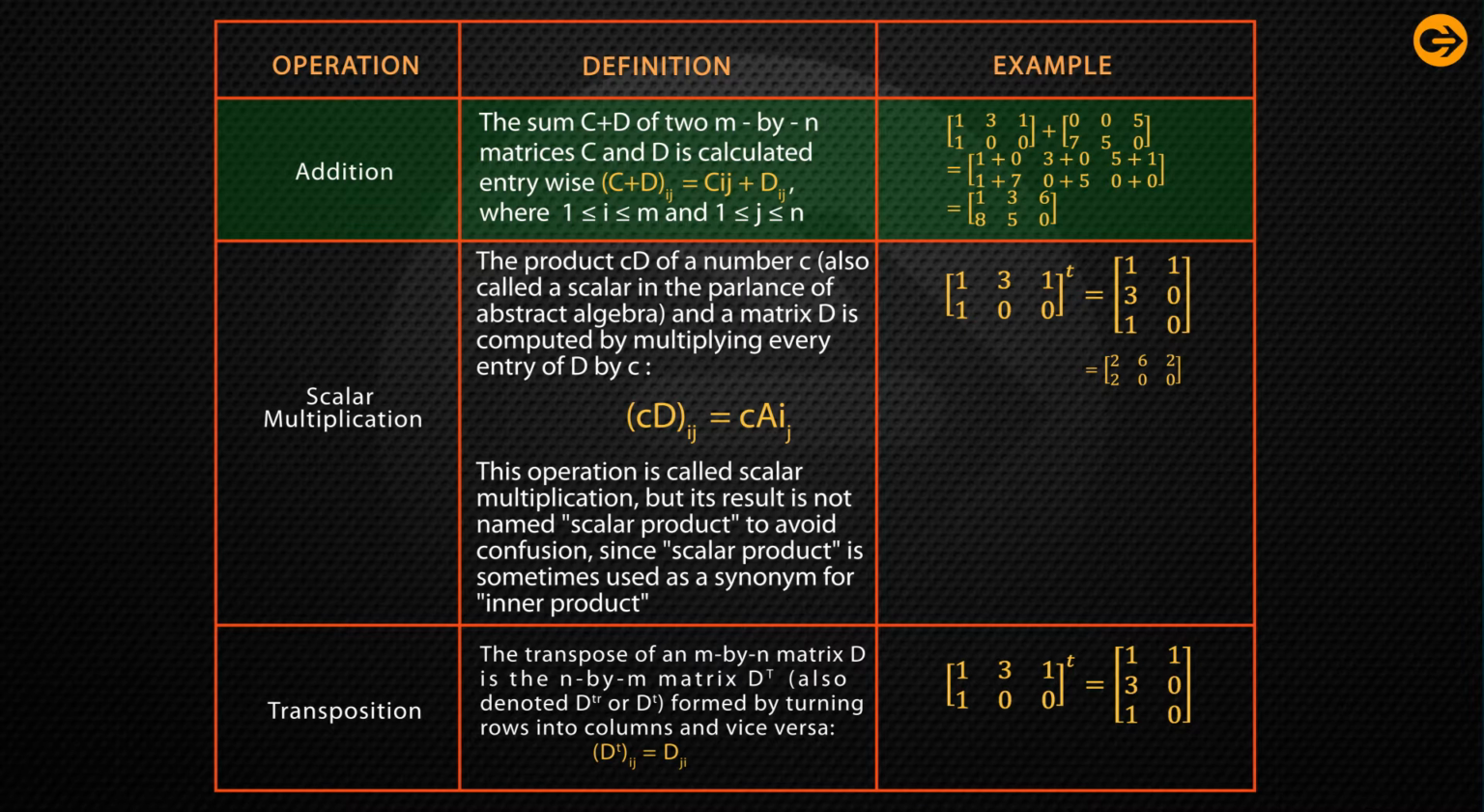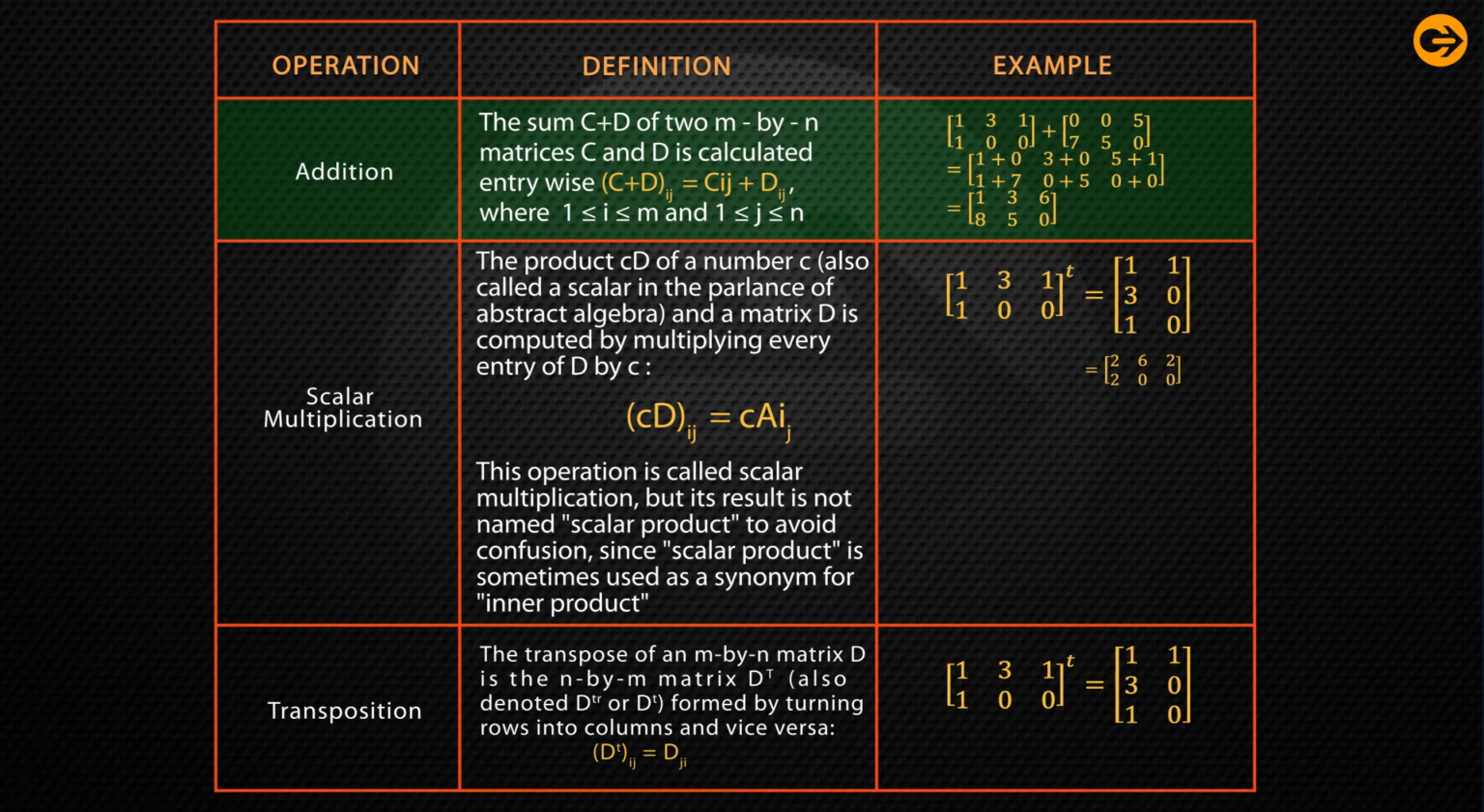Let us take one example. Say one matrix with 1 3 1 and 1 0 0 as shown in the figure, and another matrix with 0 0 5 and 7 5 0 is added. Now the result will be, in the first row it will be 1 plus 0, then 3 plus 0, after that it will be 1 plus 5. In the second row it will be 1 plus 7, 0 plus 5, 0 plus 0. So what will be the final result? The final result will be 1 3 6 in the first row and 8 5 0 in the second row.